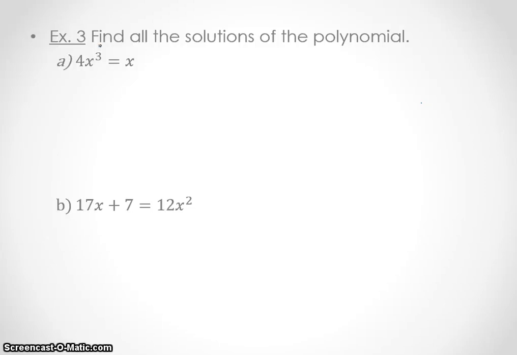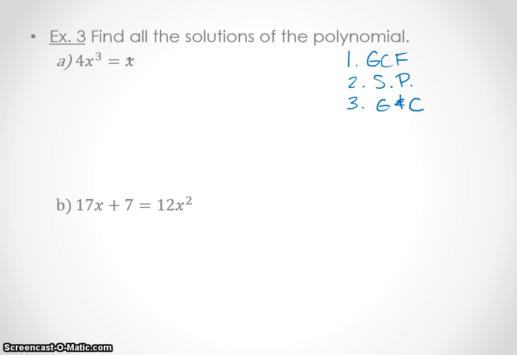So example 3 says find all the solutions of the polynomial. So we have 4x cubed equals x, so we're still going to be factoring these, following our rules, of course. The first is to find the GCF if you can. Second, then, is to find a special pattern if you can. And third, we leave for last, which is guess and check.